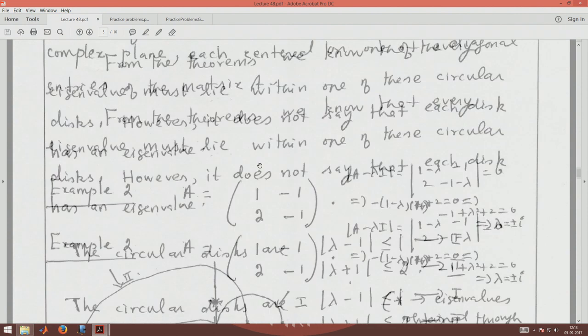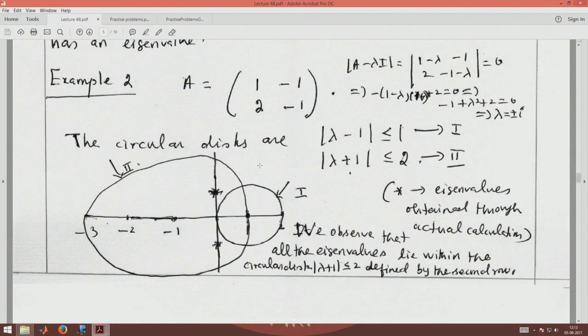So, let us see another example. In the second example, again I consider a 2 by 2 matrix. As before, we can compute the eigenvalues of this matrix A by solving the characteristic polynomial given by determinant of A minus lambda I equal to 0, and we observe that the eigenvalues are lambda equal to plus or minus i. Those eigenvalues are plotted here. This is lambda equal to i and this is lambda equal to minus i, marked by stars in the complex plane.